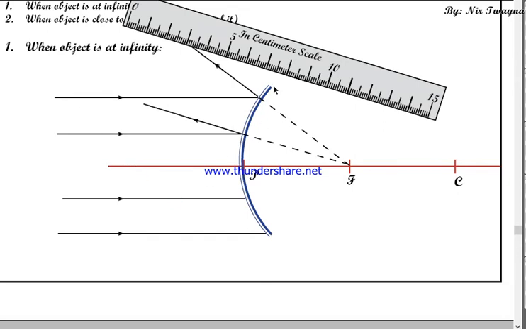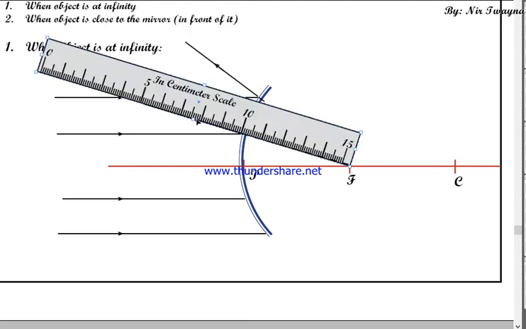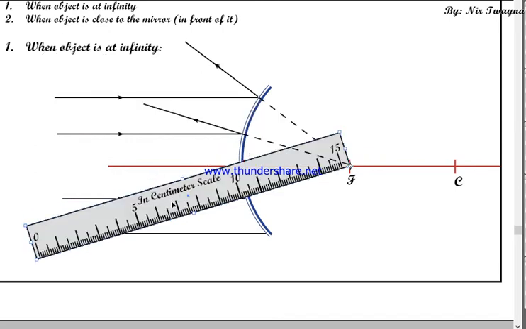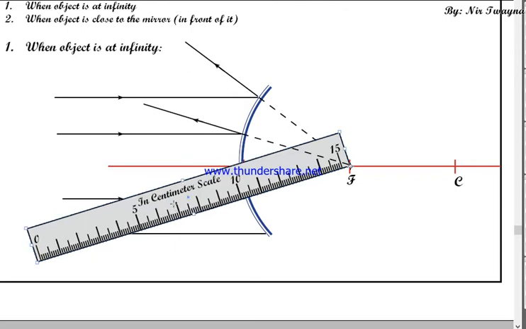Now I'm going to reflect the third light ray as well. Once again, the same trick. Fix the scale at focus, and then rotate the scale so that you will touch the point of incidence of third ray. Then you need to draw the line the same way, up to point of incidence, dotted line, and beyond that solid line.